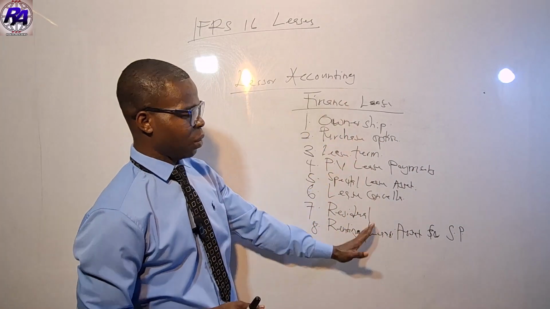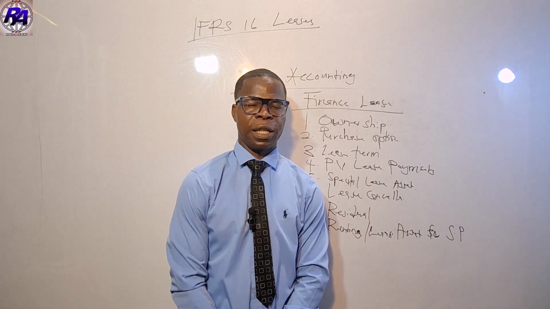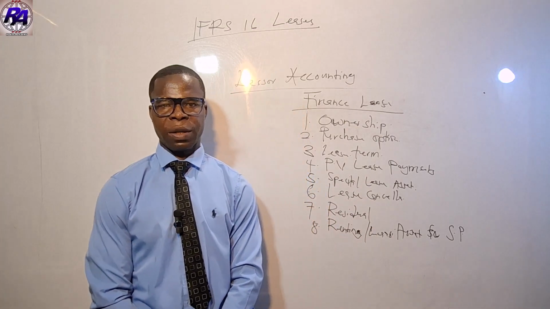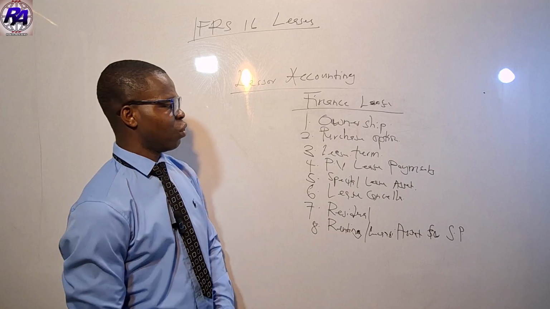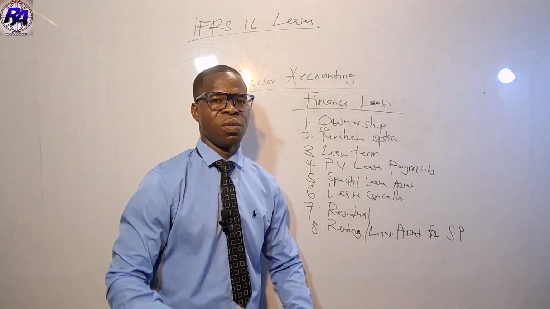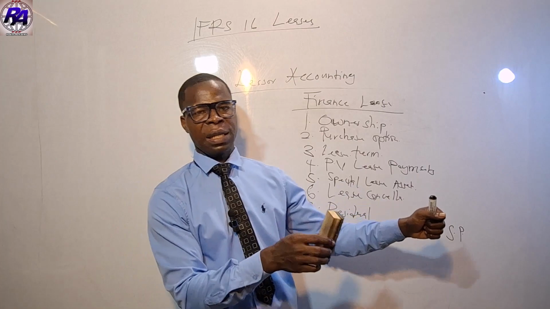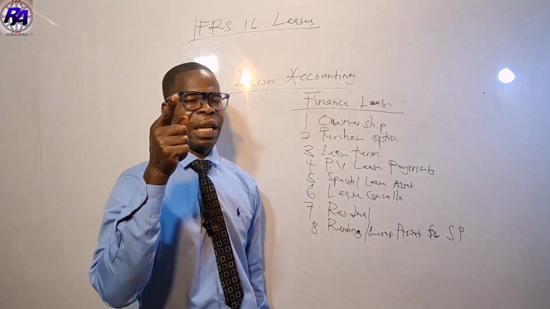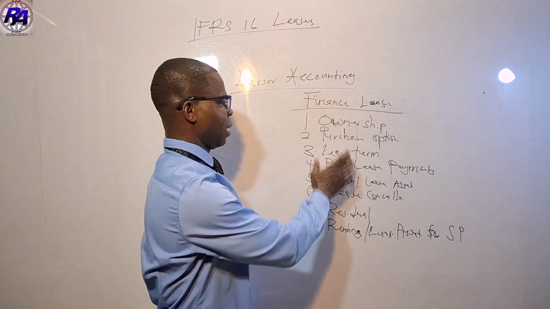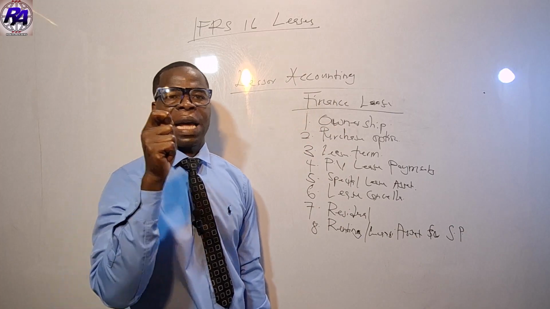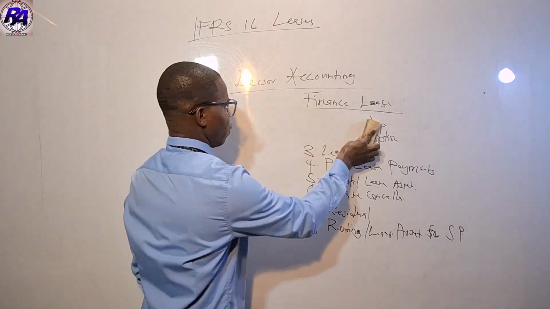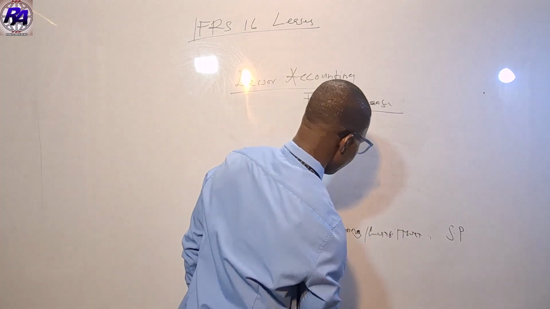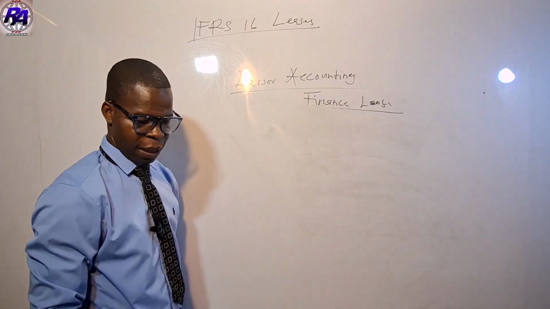But these ones also help us to know whether the lease is a finance lease or an operating lease. Having understood how to distinguish between a finance lease and an operating lease, how does the lessor account for a finance lease and how does the lessor account for an operating lease? Let's look at that. So how does the lessor account for the finance lease?